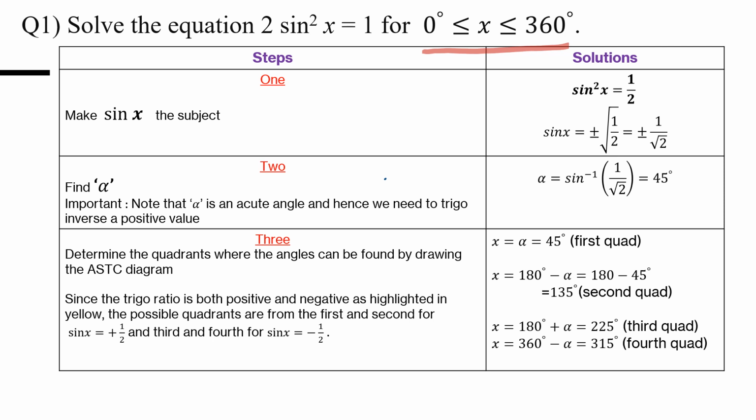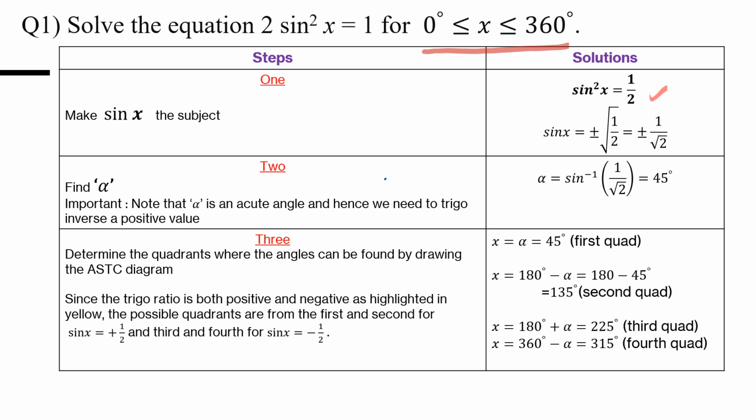Step number 1, we need to make sine x the subject. Because we're solving trigo equations, we need to make the trigo function the subject on the left-hand side. Then the second step is to find alpha. If you recall, alpha is the reference angle or the basic angle. Because alpha is an acute angle, hence we need to trigo inverse the positive value. If you look at the solutions, we need to make sine x the subject. So from 2 sine square x equals to 1, you get sine square x equals to half.